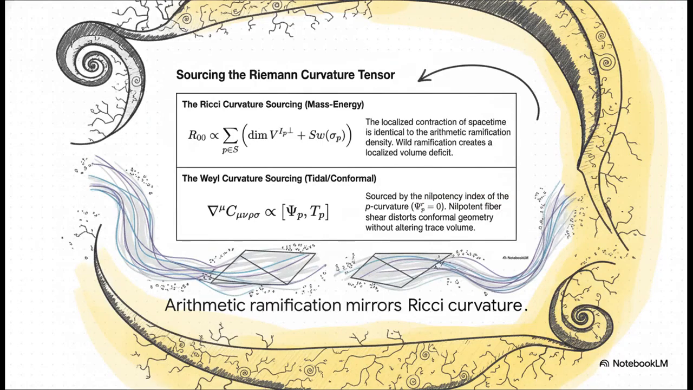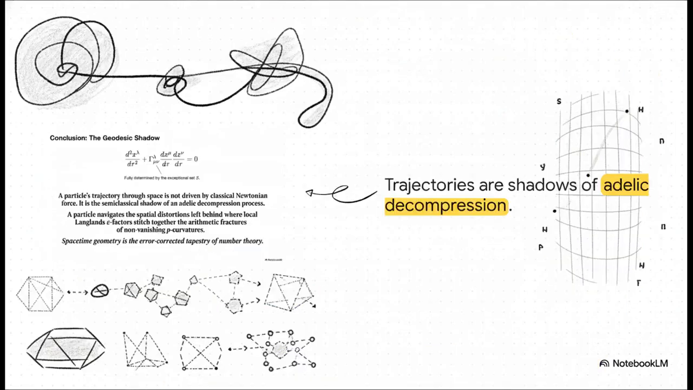If we unroll the Riemann tensor, this illustrates the ultimate mapping across two distinct channels. The Ricci tensor, the mass-energy curvature, is exactly identical to the arithmetic ramification density. Spacetime contracts because wild ramification creates a volume deficit in the push-forward. Meanwhile, the wild tensor, the tidal conformal curvature, is sourced trace-free by the nilpotent shear of the p-curvature deforming the underlying prime fibers. Because the Riemann curvature is explicitly sourced by these local arithmetic indicators, the metric's Christoffel symbols are fully determined by the exceptional set.